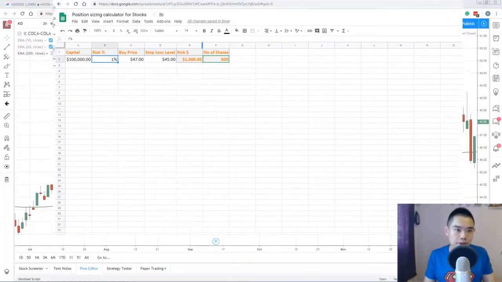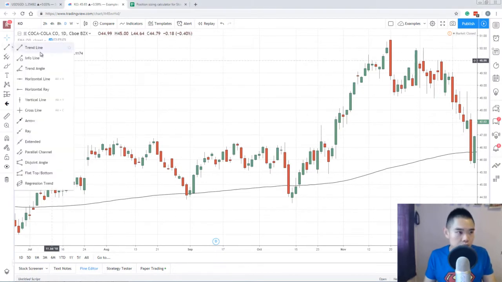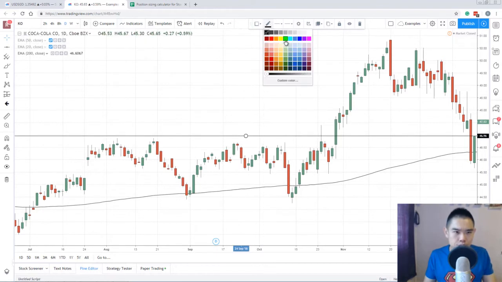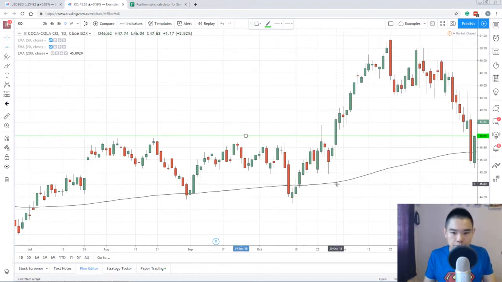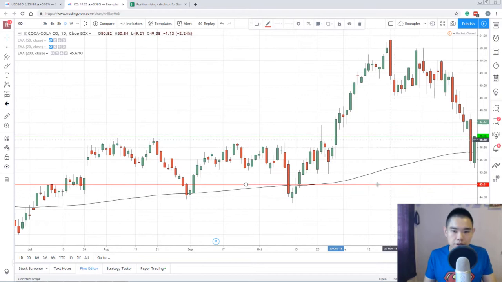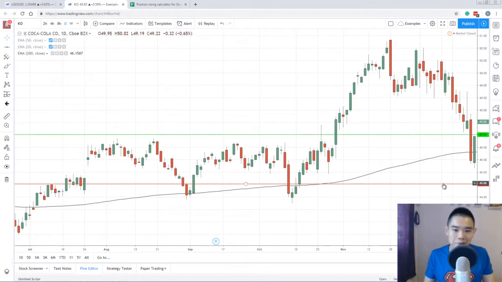Okay, so you can see that over here, Coca-Cola, you can buy it at $47, which is this. Let me just get out the tool over here. $47. Change this to green, and I'll put this one in red. Okay, red color. So you can see over here, this is my entry price, about 47. Let me just adjust it, 47. This over here is my stop loss at 45. I'm not going to be anal with this. So you get it. This is the entry point. This is the stop loss.